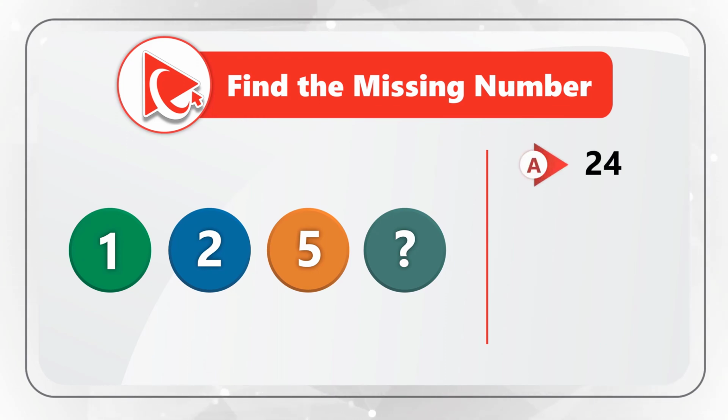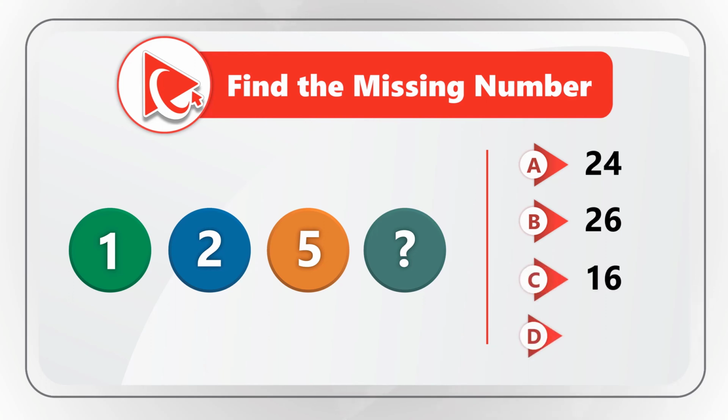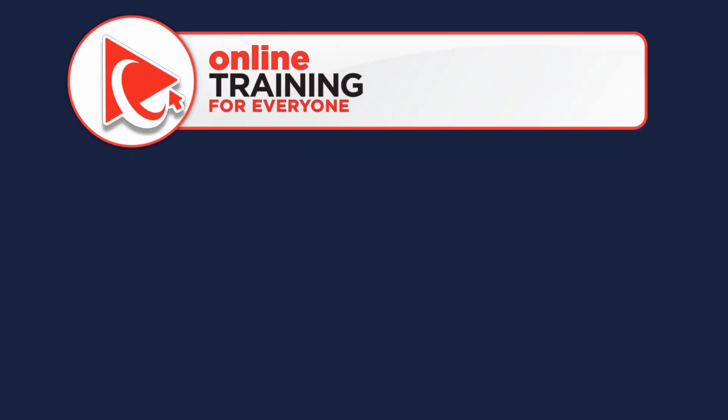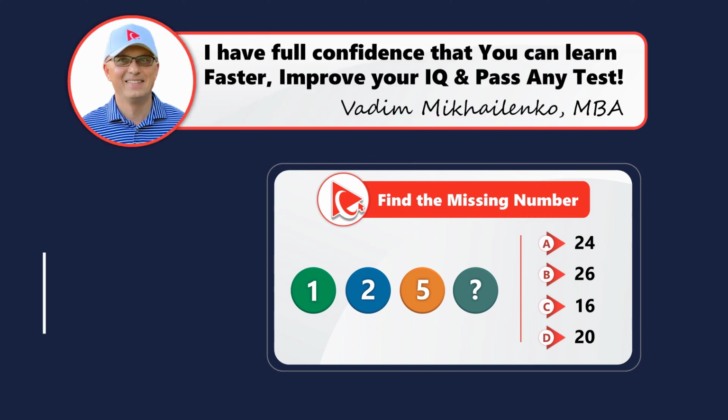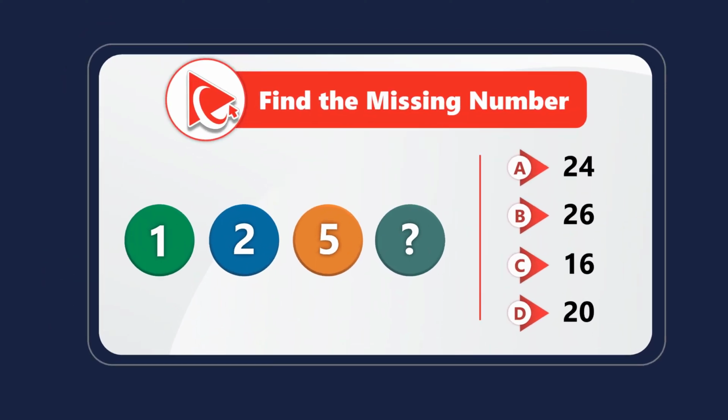Choice A, 24. Choice B, 26. Choice C, 16. And last but not least, choice D, 20. Take a close look to see if you can calculate the final answer. Are you ready? I hope you found the answer because it's so easy to calculate. Let's move forward so I can share with you my version of the solution. And obviously, if you have a better way to solve it, please make sure to post in comments.